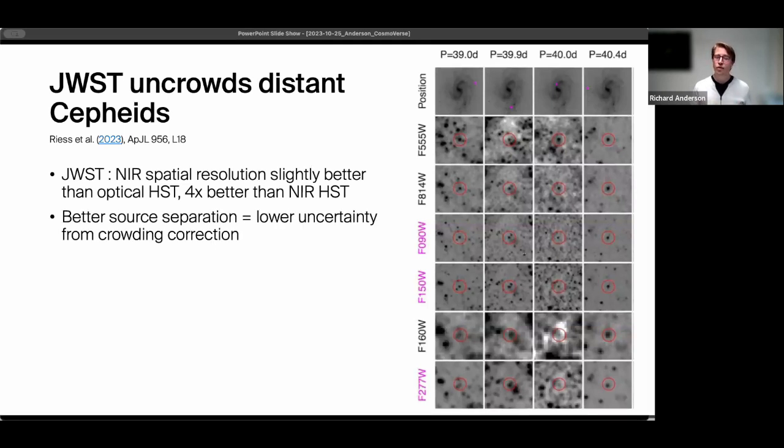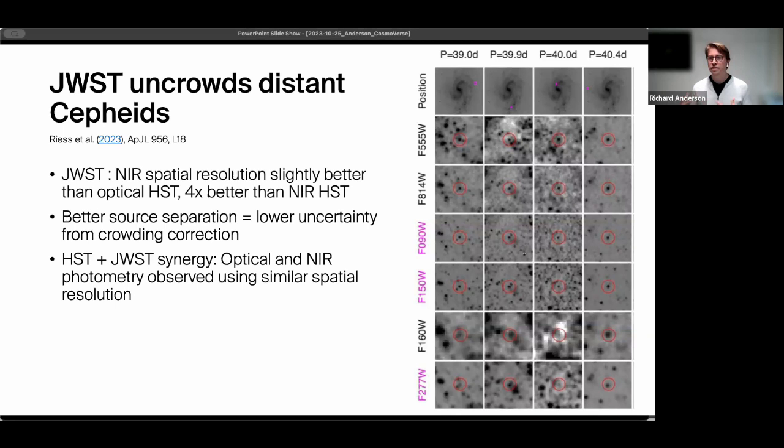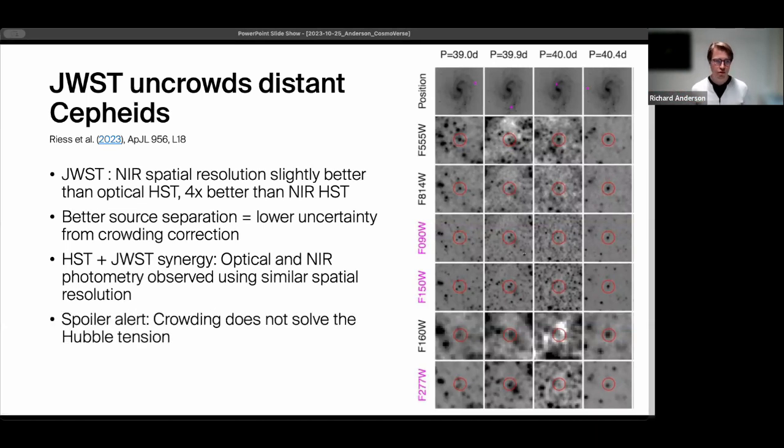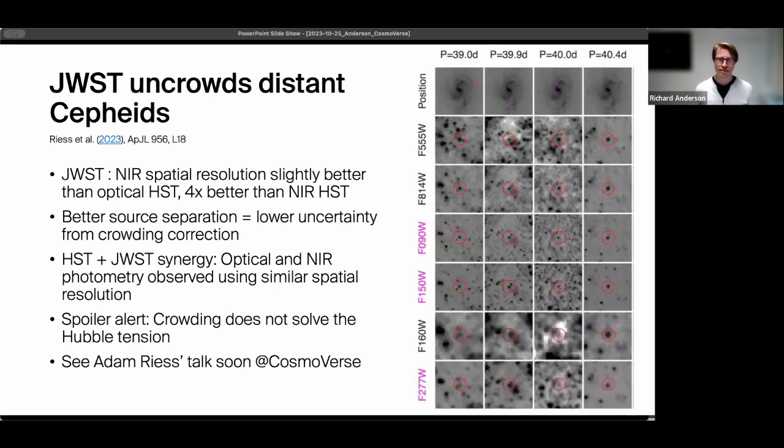And of course, this means that we have better source separation, meaning that there's lower uncertainty coming from the crowding correction. And the synergy between HST and James Webb is really great here, because combining the optical from HST and the infrared from James Webb really does the entire measurement then using observations that use similar spatial resolution. Quick spoiler alert, crowding is not at the heart of the Hubble tension, but I'll leave it to Adam to say more about that here in this talk series.